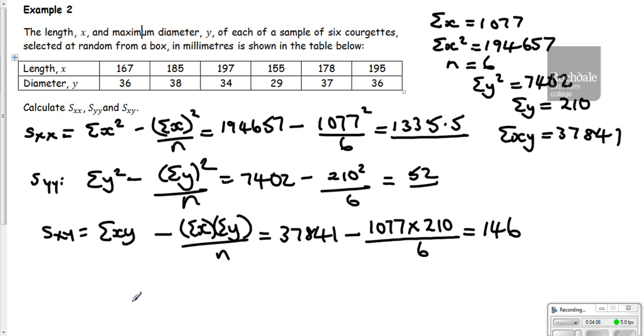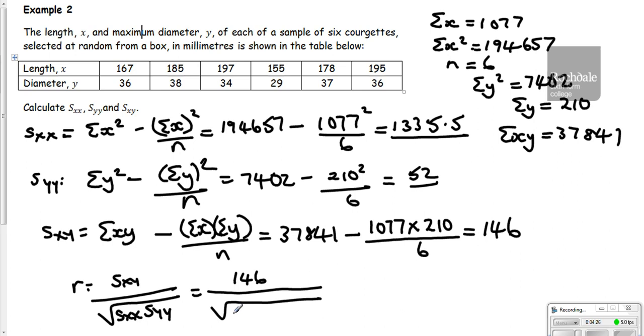Later on, when we come to do the actual correlation coefficient, the formula you'll see later in your notes is this. So what you could do now is actually have a go, even though it doesn't ask us to. 146 on the top, and then on the bottom we'd have 1335.5 times 52. Multiply these two together, square root it, and then divide 146 by your answer. I had a quick go at doing this, and I got 0.554. What that actually means we'll come to when we look at the next example.